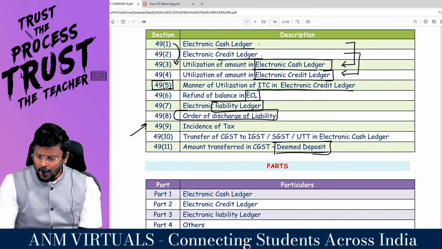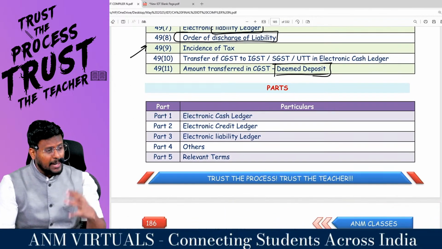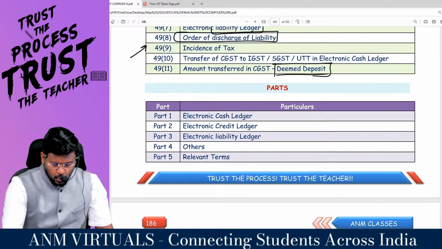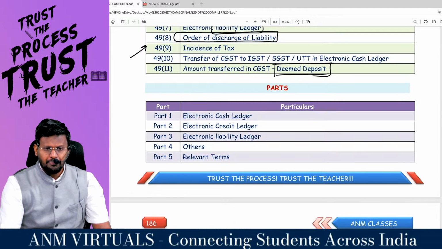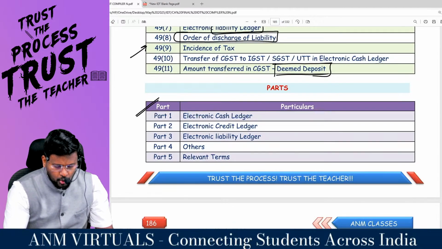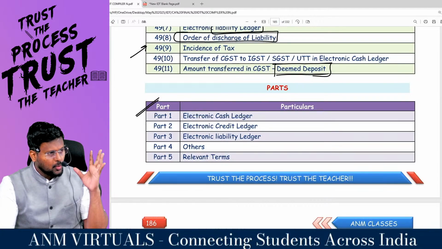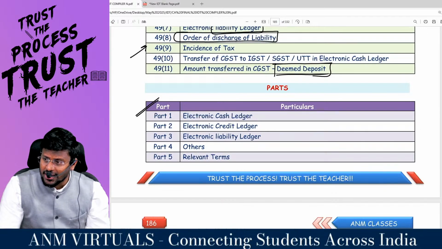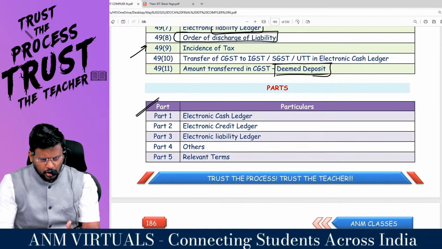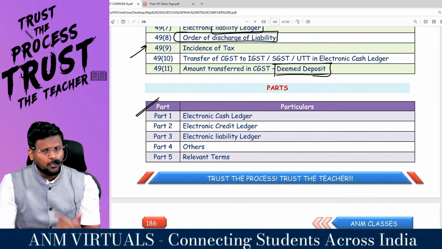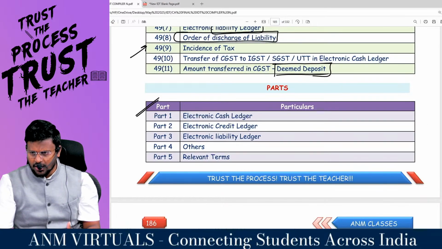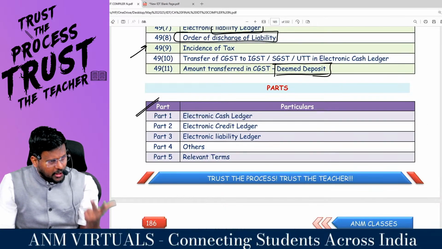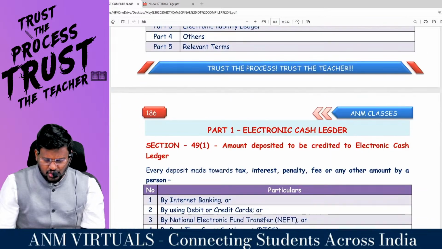With this backdrop, we are going to start our chapter. How are we going to discuss this chapter? We are going to discuss it in 5 parts. In part number 1, we are going to talk about the electronic cash ledger in detail: what is the electronic cash ledger, how we have to pay the amount into the electronic cash ledger, and for what all we can utilize the balance available in it.